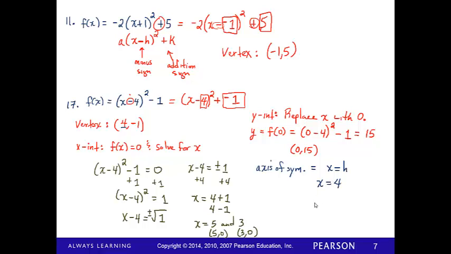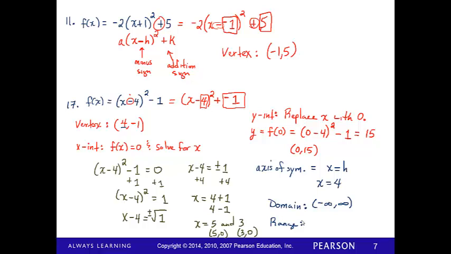Okay, and then the function's domain and range. Well, first of all, the domain is the x values, and like before with the x values or your domain, you look for the denominator and square roots. We have neither here, so the domain is all real numbers, negative infinity to infinity.